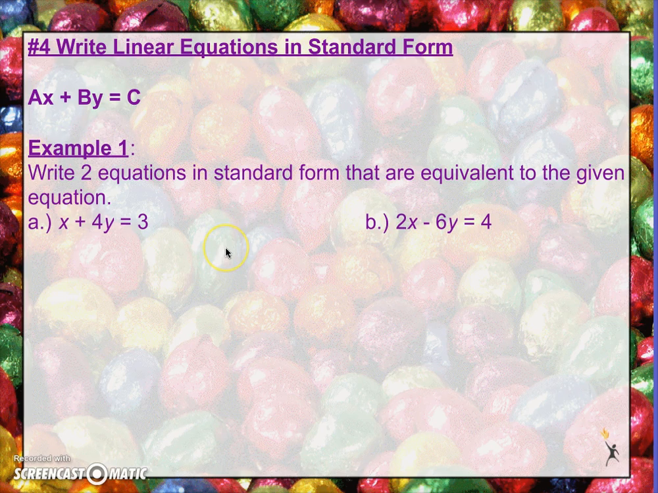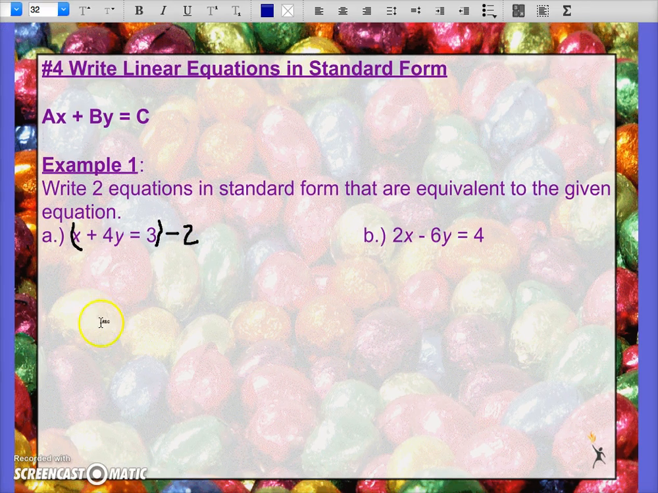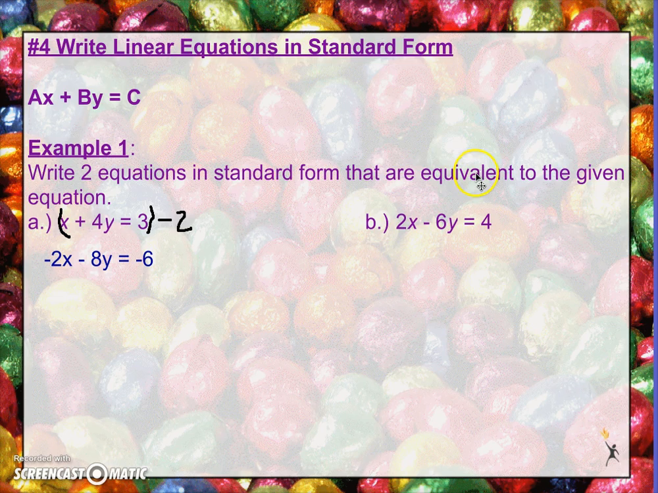So example 1 states, write two equations in standard form that are equivalent to the given equation. In letter A, we have x plus 4y equals 3. What I'm going to do is go ahead, let's say we multiply everything, so that's parentheses, let's say we multiply it by -2. So let's see what happens if we multiply everything by -2. We get -2x minus 8y equals -6. Here's a case of an equivalent equation in standard form. Standard form, by the way, means that x and y are on the left, a number is on the right, and in this form here.